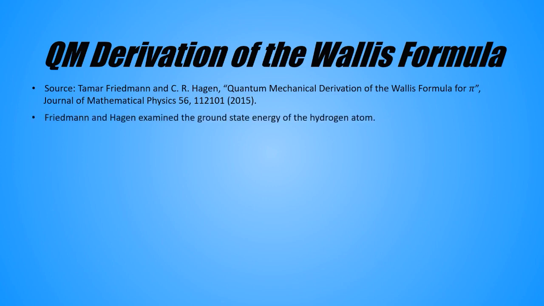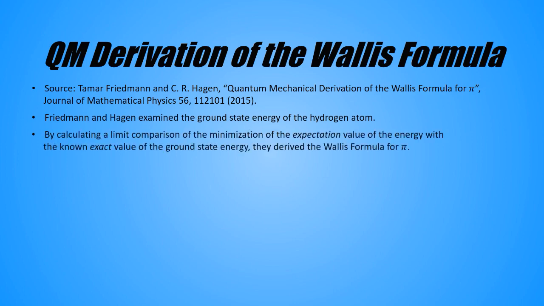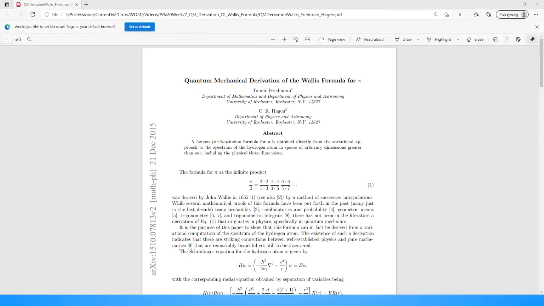In this paper, they examined the ground state energy of the hydrogen atom. Specifically, by calculating a limit comparison of the minimization of the expectation value of the energy with the known exact value of the ground state energy, they derived the Wallis formula for pi. Let's take a look at the paper. So I've got the paper right here.